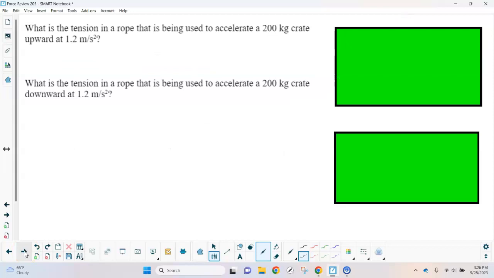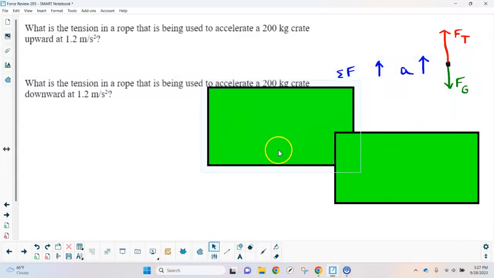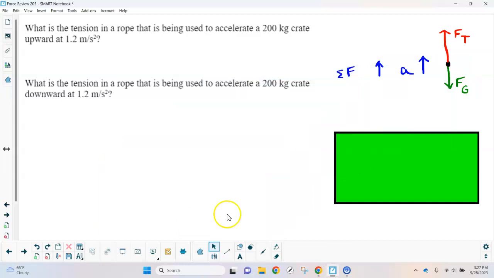All right, so the next one here says, number 1, what is the tension in a rope that is being used to accelerate a 200 kilogram crate upward at 1.2 meters per second squared? So again, you need to draw a picture, which I did over here. So looking at the first case, the net force, the net acceleration is going up. We have gravity pulling down on the crate, and then the rope is pulling up. And in order for it to accelerate upward, or the net force has to go upward, so the bigger force is the tension going up.